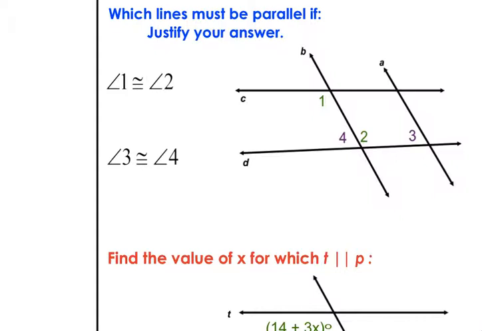So let's take a look at these. If I tell you that angle 1 is congruent to angle 2, which two lines must be parallel? If angle 1 is congruent to angle 2, I have alternate interior angles. So line C must be parallel to line D, and then I say justify your answer. Well, it's the converse of alternate interior angles that lets us know that the lines are parallel. Converse of alternate interior angles.